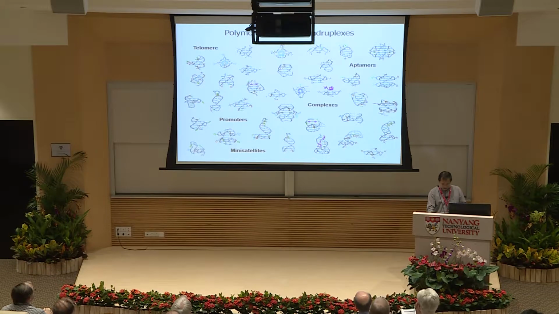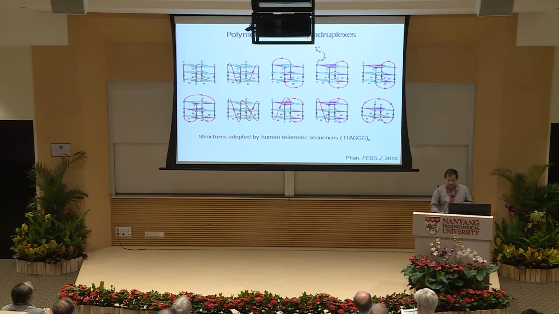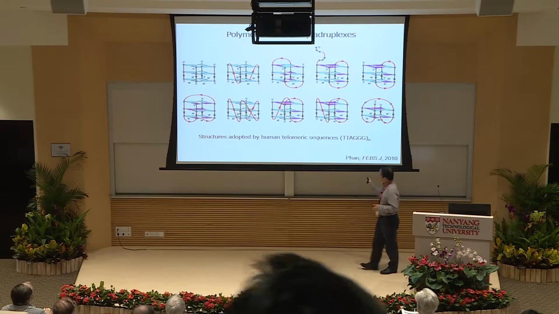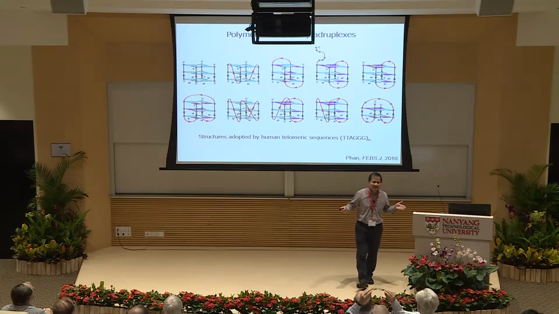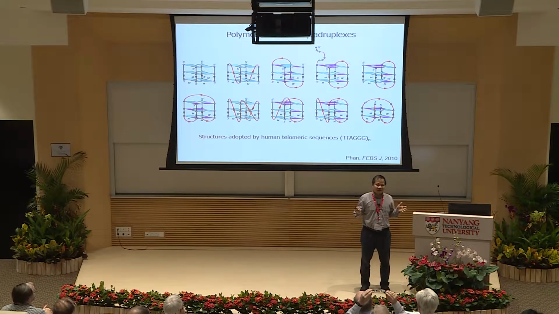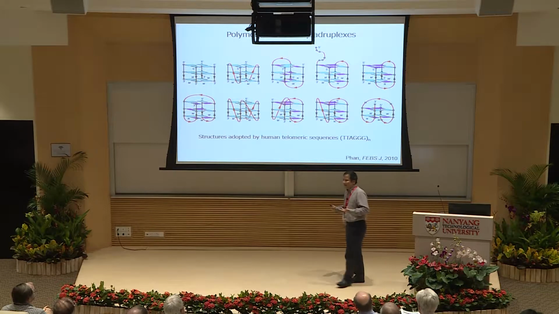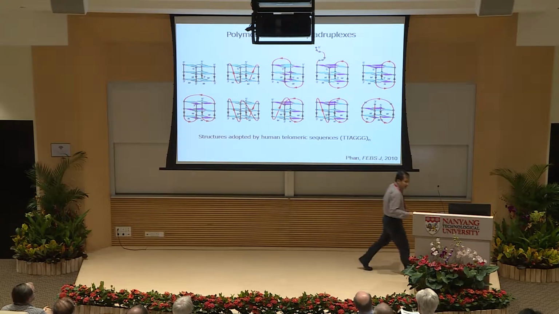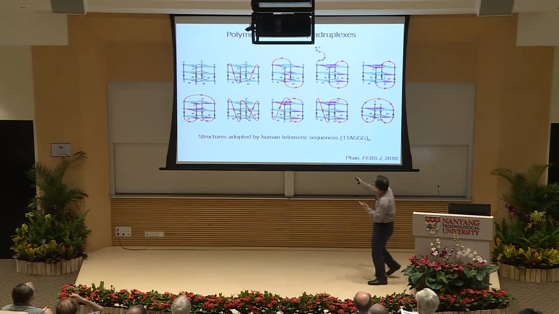The quadruplex structure is also polymorphic in the sense that even the same sequence from the human telomere, TTA GGG, can adopt a variety of structures depending on the condition, the environment you put them in. So in this, you see they're different, but in which sense?